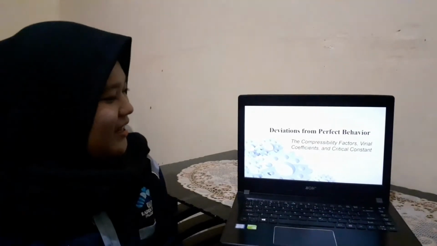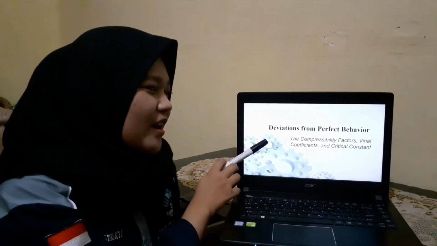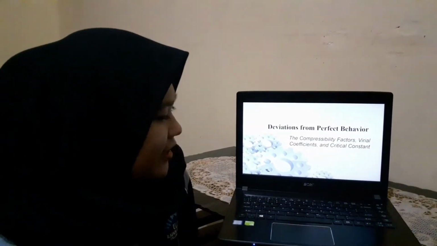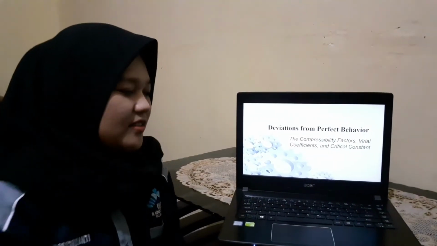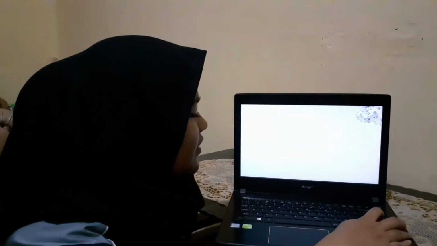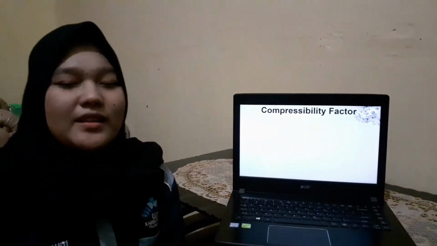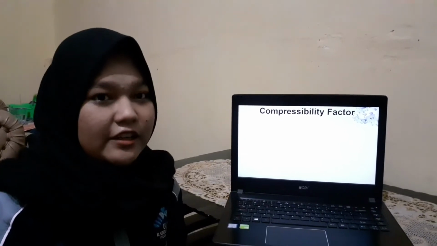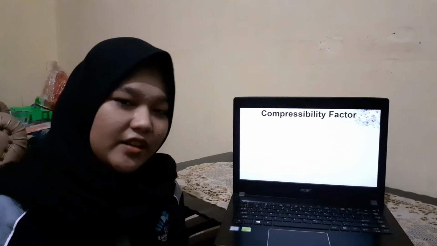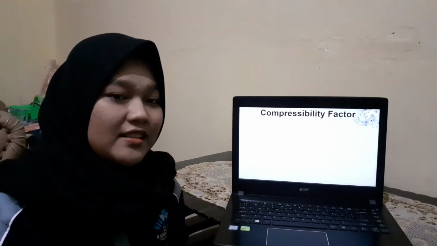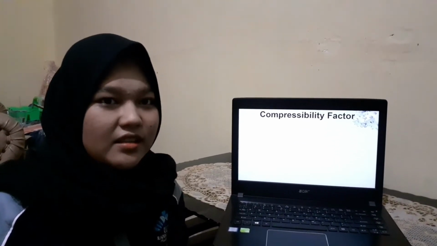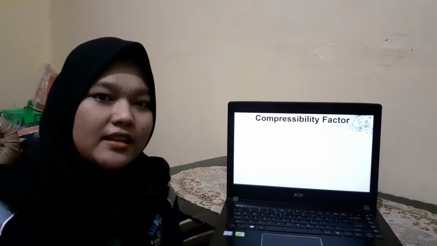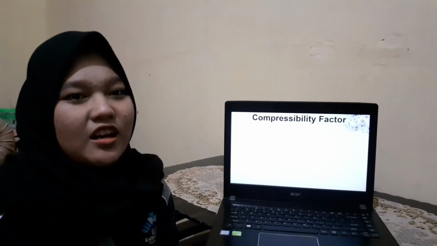Okay, now I'll explain the deviation from perfect behavior, such as the compressibility factor, virial coefficients, and critical constants, and it all begins from the compressibility factor. Since the ideal gas law does not accurately represent the behavior of real gases, we shall now attempt to formulate a more realistic equation of state for gases and explore the implications of this equation.